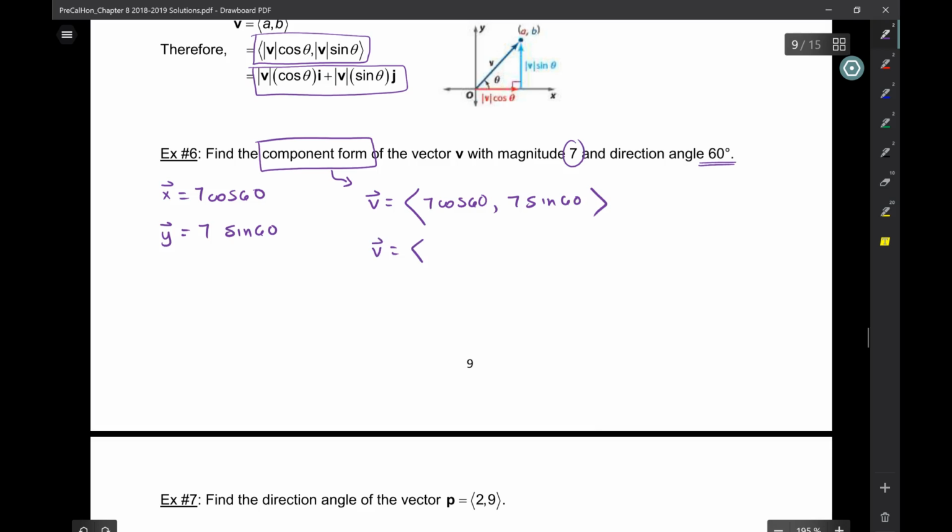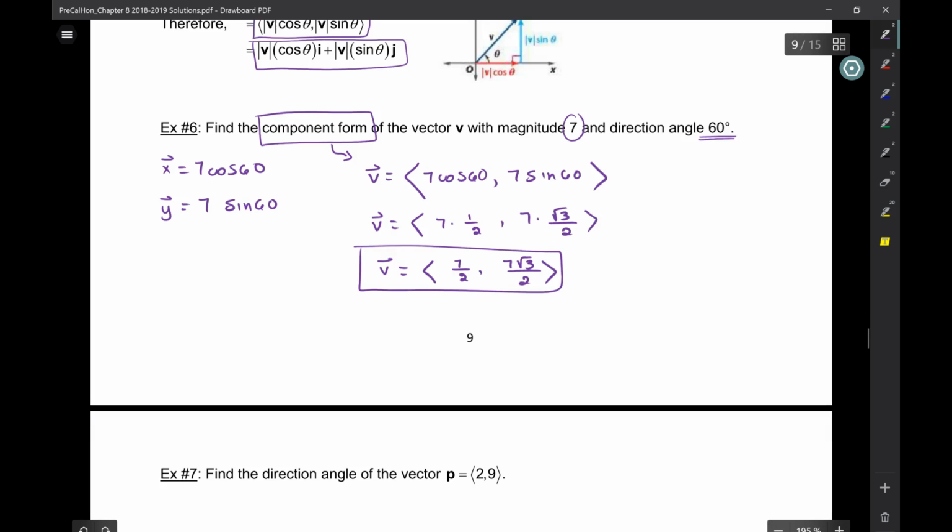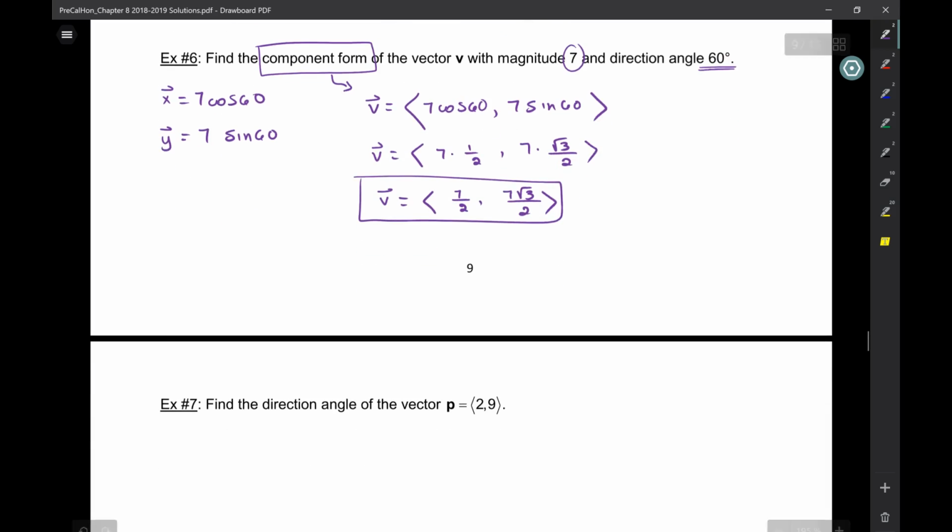Okay, so now we simplify this though. How much is sine of 60? Let's start with the sine. How much is sine of 60? Root 3 over 2, so the cosine is 1/2, right? So this is 7 times a half, 7 times root 3 over 2. So it's totally fine to leave this as this. Okay, we're here now. So this is component form.